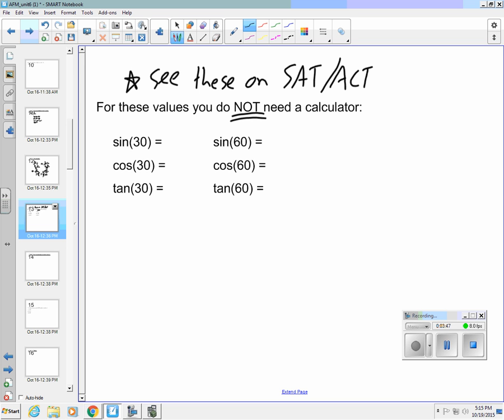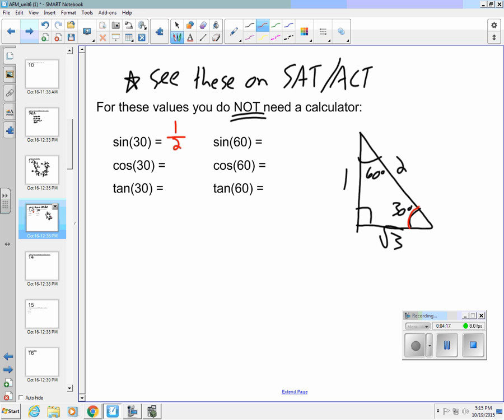You don't need to put it in degree mode and type in sine 30 or cosine 30 or tan 30. You can do all this without using a calculator, just by using our basic right triangle trig and that pattern between sides. So if we look at a 30-degree angle, right, I know sine would be opposite over hypotenuse, so that would be 1 over 2. So sine 30 is 1/2.